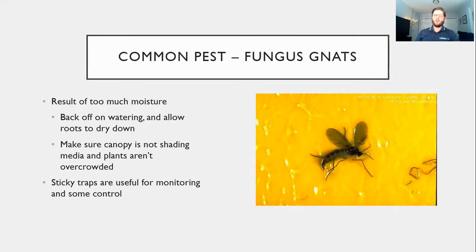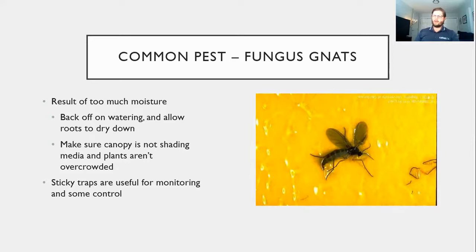In order to treat this, you want to back off on that watering and allow those roots to dry down. Again, you want to thin things out or move things around and make sure the canopy isn't shading your media and that the plants aren't overcrowded, to help reduce the conditions conducive to these guys building up. You can use sticky traps. These can be hung up. You can see we've got a fungus gnat right here that's stuck on a sticky trap.